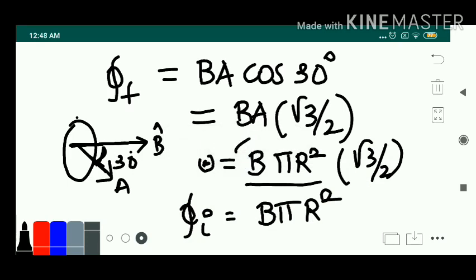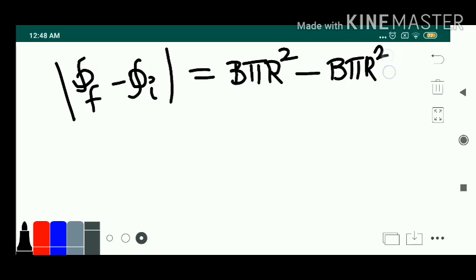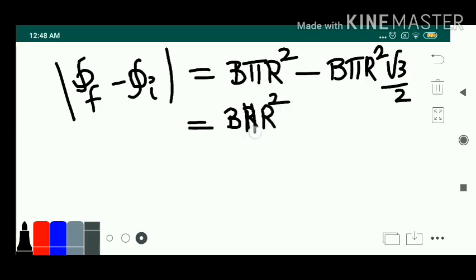Now what I am going to do, I am going to find final minus initial. If it is initial minus final, that is also okay because I am writing it inside the modulus. So it will be B pi r squared minus B pi r squared root 3 by 2. Right, so it is B pi r squared. I am going to write it as common. Sorry, it is pi here. And in the bracket it is 1 minus root 3 by 2.